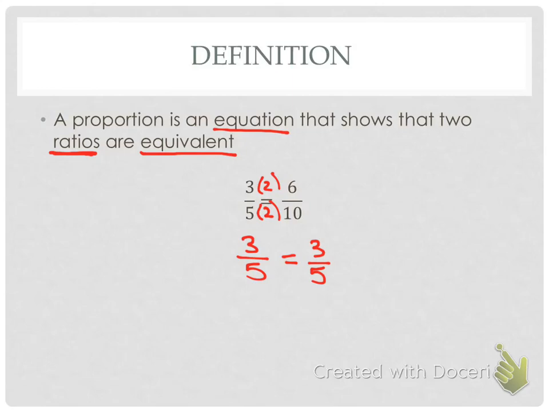Okay, so proportions are going to be ratios that maybe are different sizes, but they still equal each other in their simplest form. Does that make sense? Okay. So I'll give you a minute to finish copying that down.